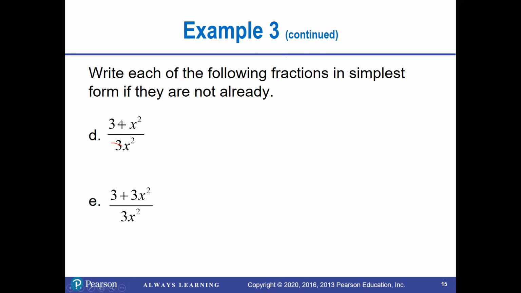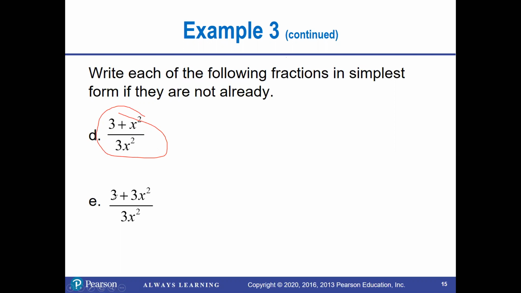So notice 3 plus x squared. There's nothing in common here, so this does not reduce. This 3x, that's not supposed to be there. These 3 cannot cancel because I have this x here. These x squares cannot cancel. So this is my final answer.